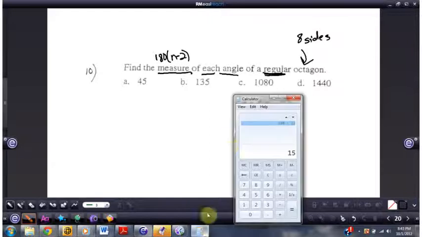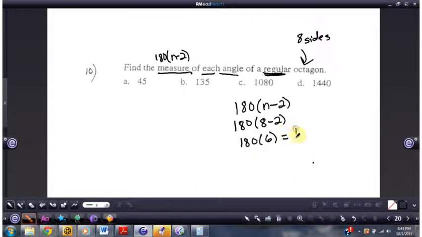Now, you might think I'm done. There's the answer. It's 1080. However, it says each angle, each one. Now, regular octagon or regular anything is the only one that you know the measures of each angle. And it's regular because it means all the angles are equal. 8 sides means there's 8 angles. If I want to know what 8 equal angles are, I'm going to divide by 8. So I go back to my calculator, I divide by 8, and it's 135.